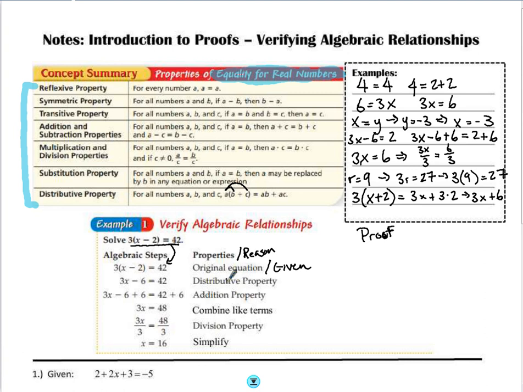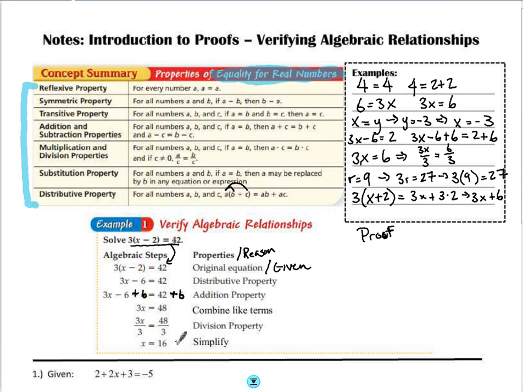Next, I have a negative 6, so what I want to do is add 6 to both sides. I'm going to make sure that I add 6 to both sides of my equation. And when I do that, that's the addition property. I can combine like terms then and get 3x is equal to 48. And then I'm going to use my division property to divide by 3 on both sides of the equation. And I find my final answer, because after 48 divided by 3 is simplified, I get x equals 16.